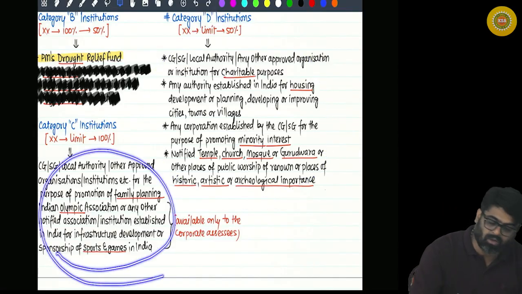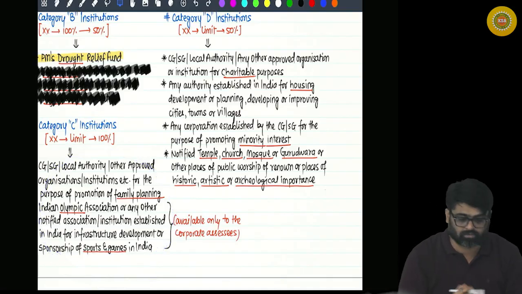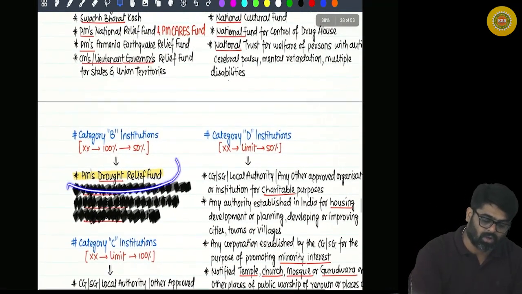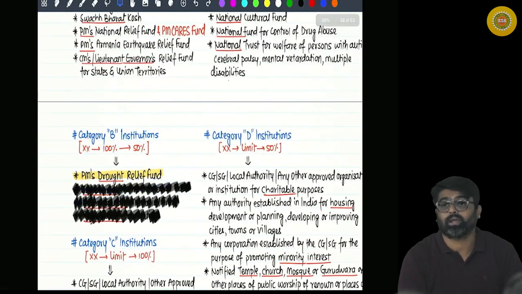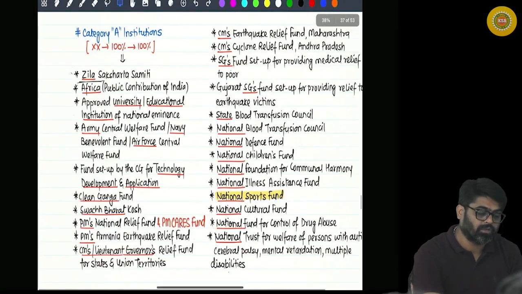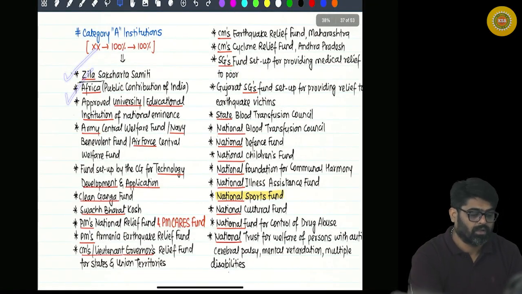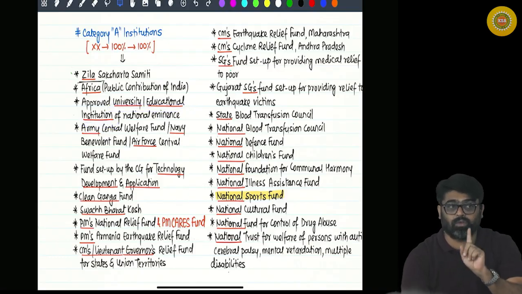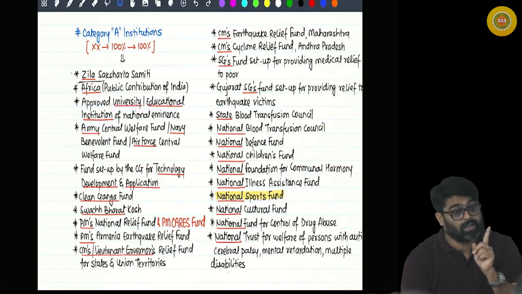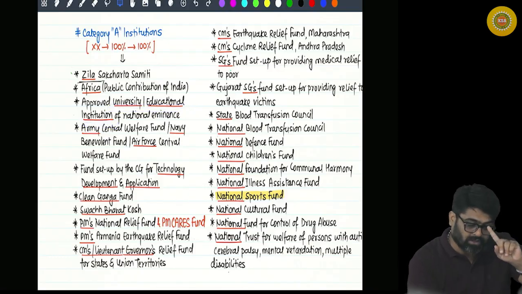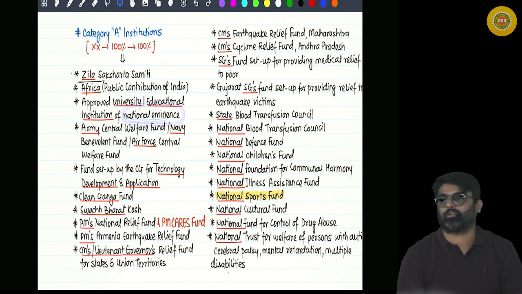Family Planning and Indian Olympic Association, category C. And Prime Minister's Drought Relief Fund, category B. Now remember the words, Zilla, Africa. Any university or educational institution? Wait. Any university or educational institution? No. Any university or educational institution of national eminence, meaning importance in India, well known in India.